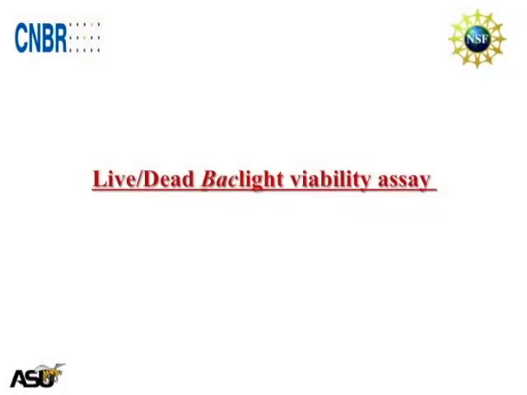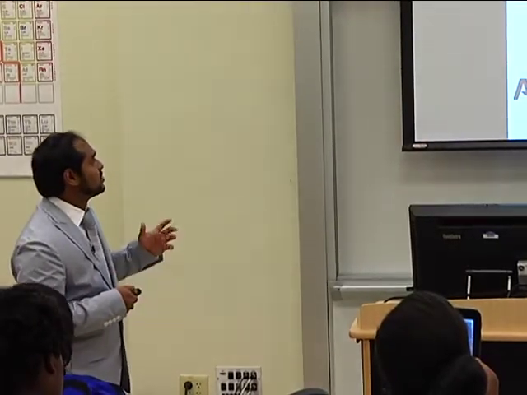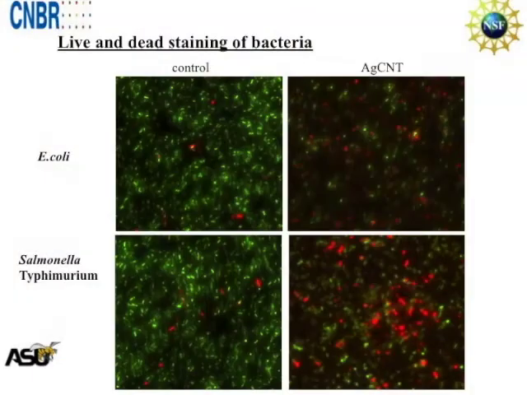Then we go on to do live and dead bacterial staining. There are SYTO 9 and PI dyes, which stain the cell green when they are viable, and if the cells are dead, they stain red. PI staining gives the red color, and that's how you can differentiate between the live and dead population in the treated and non-treated samples.